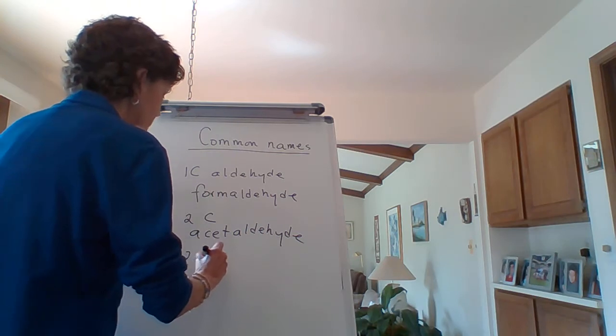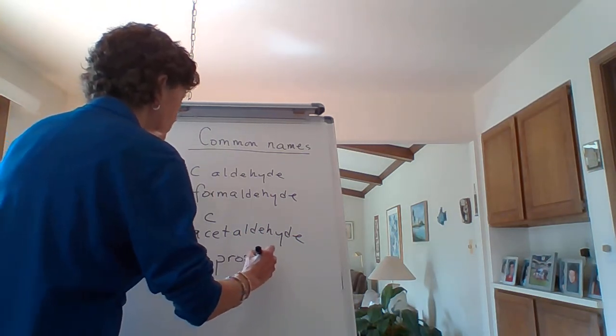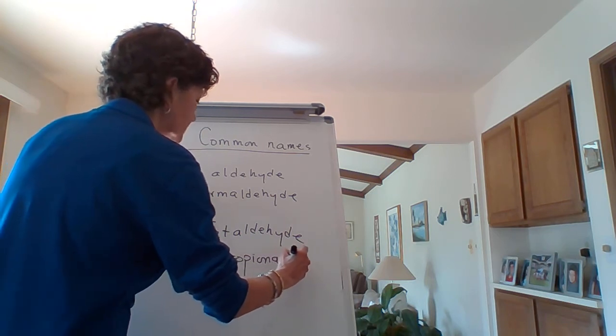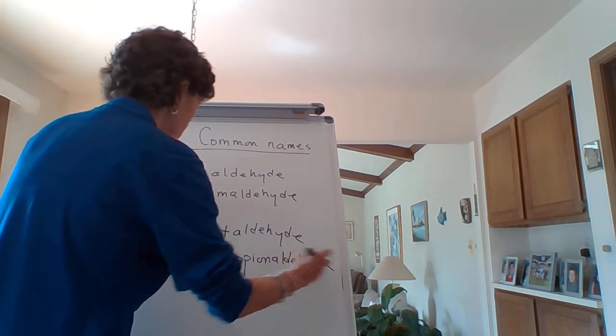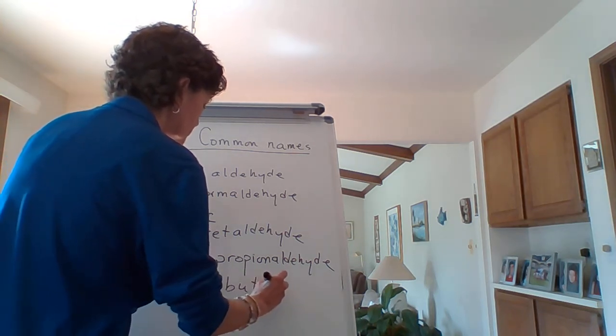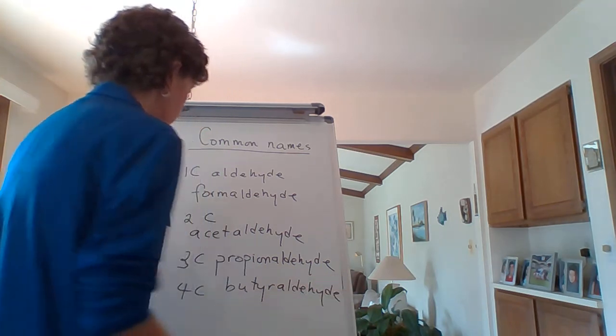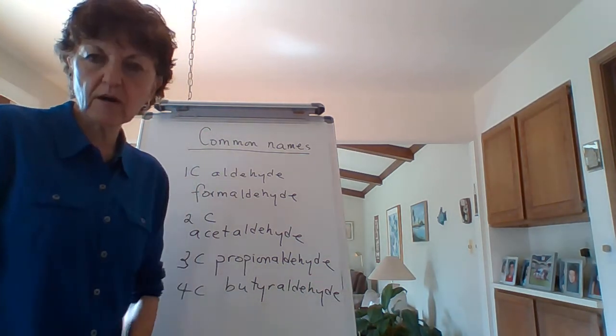Three carbon is propionaldehyde. Four carbon is butyraldehyde. And that's enough for common names of aldehydes.